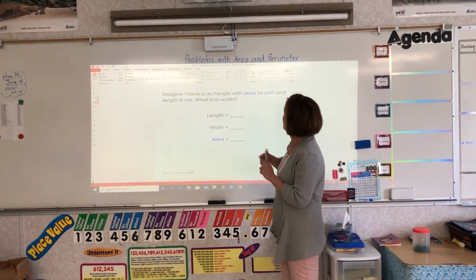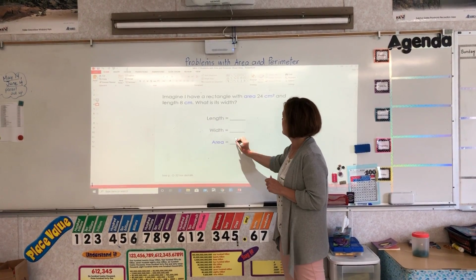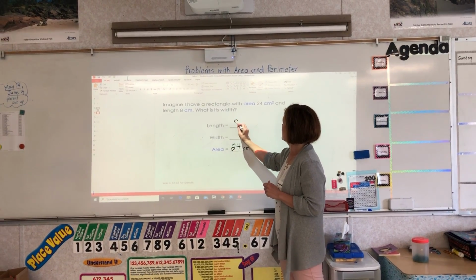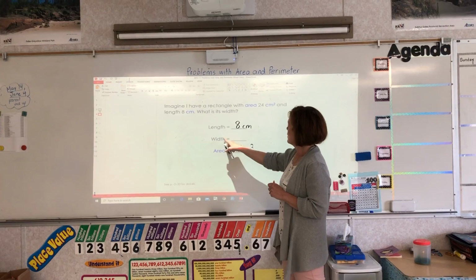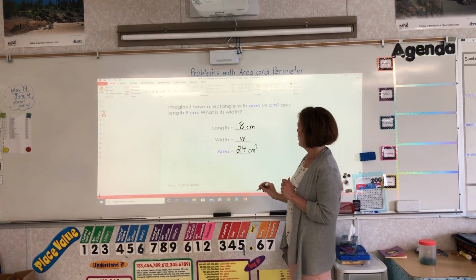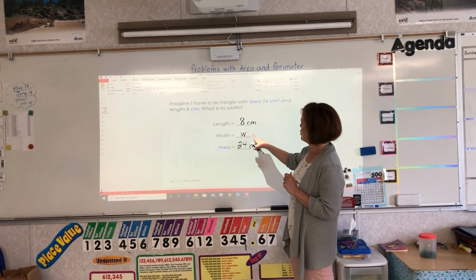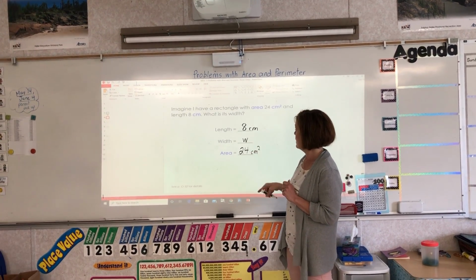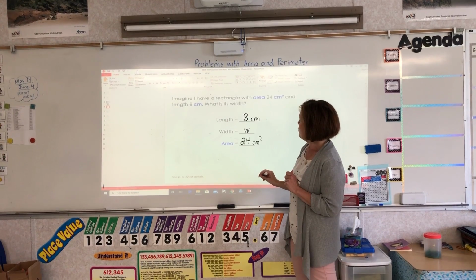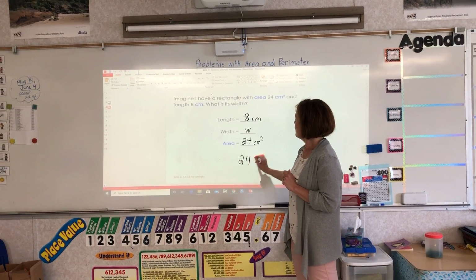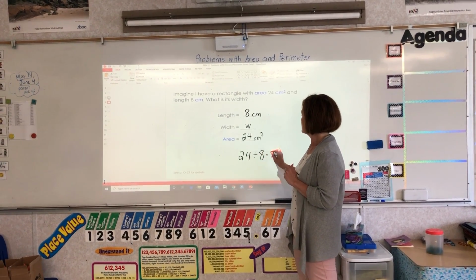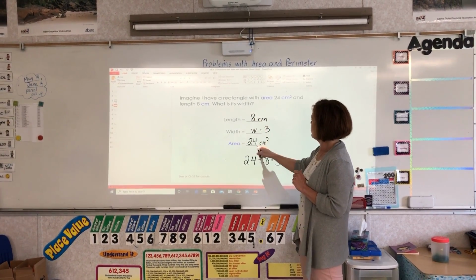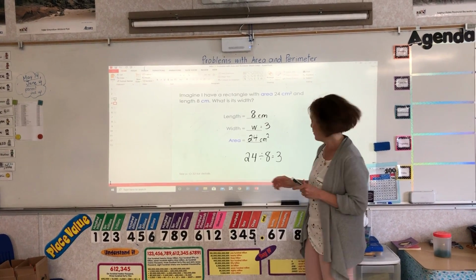Imagine I have a rectangle with area 24 centimeters squared and length 8 centimeters. What is the width? So this time I'm going to put a W for the unknown width. Remember, I multiply these two to find the area of the rectangle. So I'm going to do the opposite now to find the missing unknown letter W. So I'm going to go 24 divided by 8 equals 3. Let's check and see if that makes sense. Does 8 times 3 equal 24? Yes, it does. So we've done it correctly.